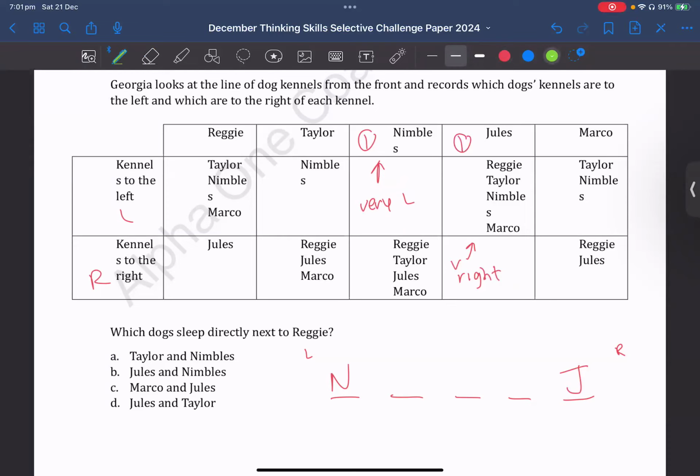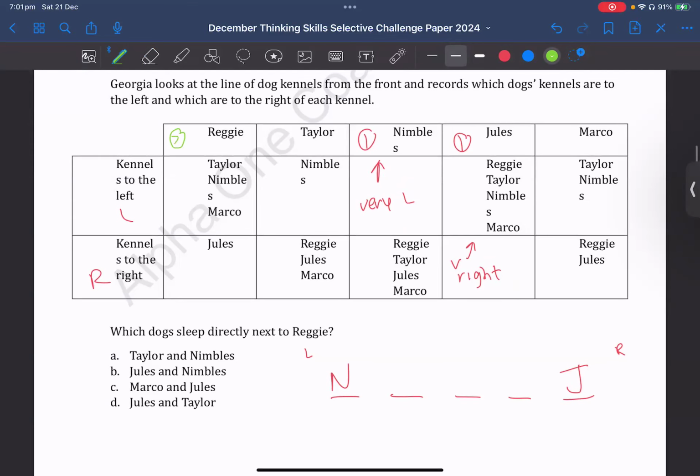Now for step 2, I need to see which ones have one dog to the left or one dog to the right. I see that Marco, Taylor and Reggie. So Taylor has Jules to the left, and Reggie has Jules to the left, and Taylor has Nimbles to the right. So Reggie goes here, and Taylor goes here.